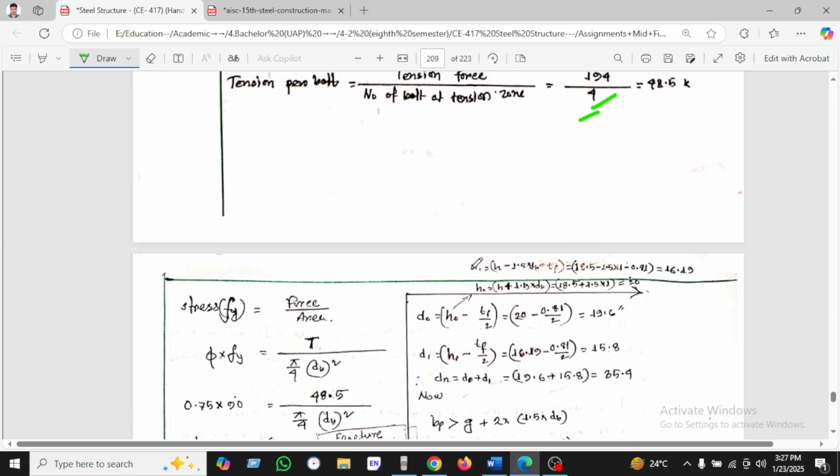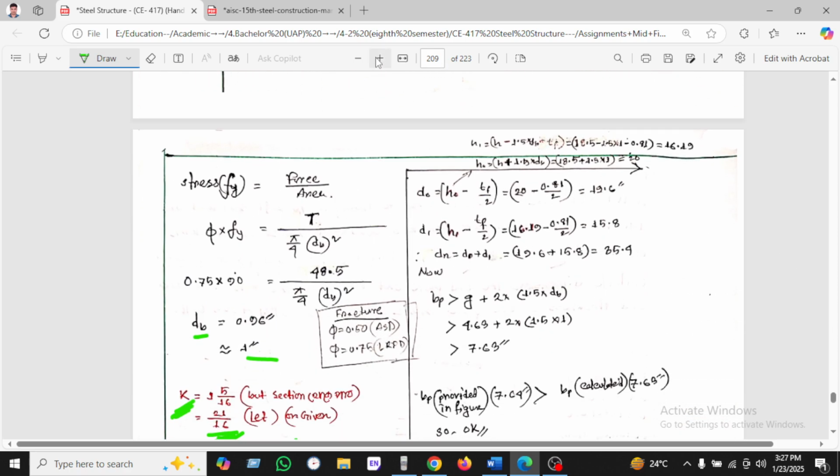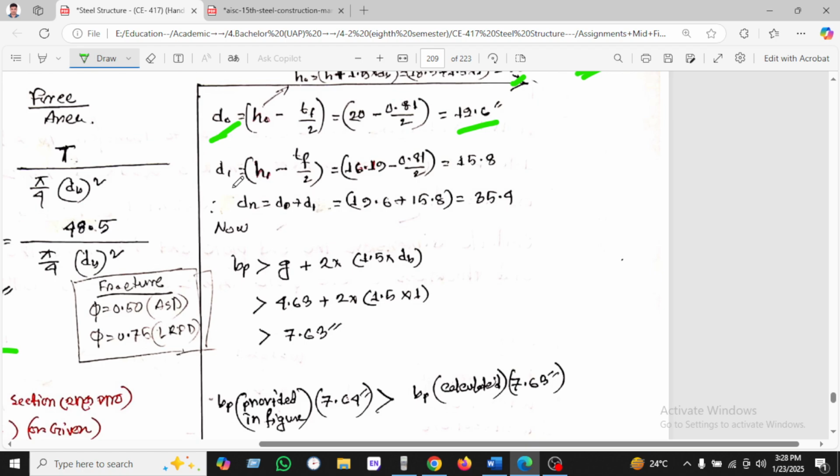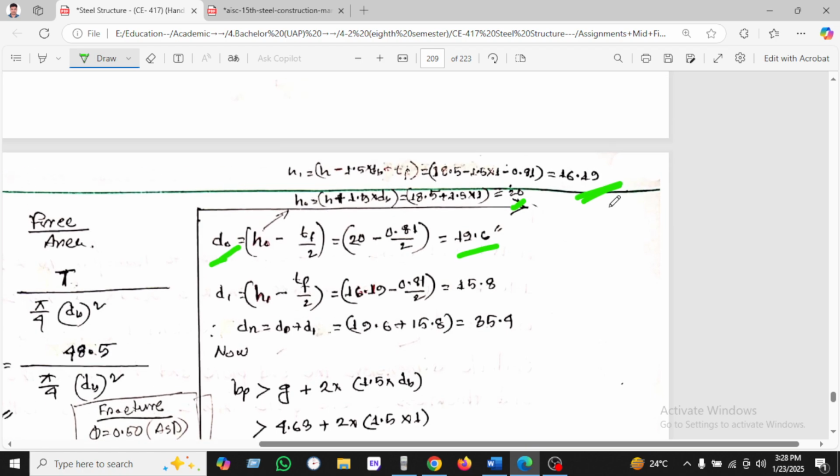Now we are calculating H1. How will we get the H1? H1 equals H minus 1.5 db minus tf, and found 16.19. And H0 equals H plus 1.5 db and found 20. So D0 will be calculated as H0 minus tf divided by 2 and found 19.6. And D1 similarly, H1 we have taken as 16.9, minus tf divided by 2, and found 15.8.